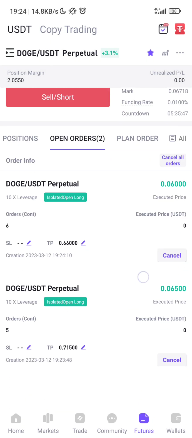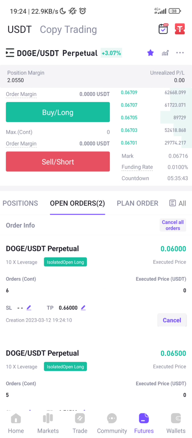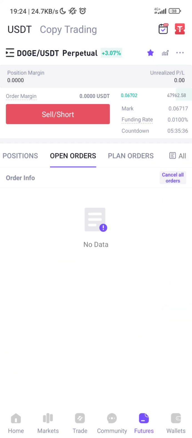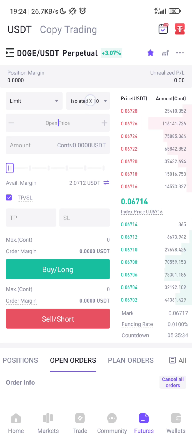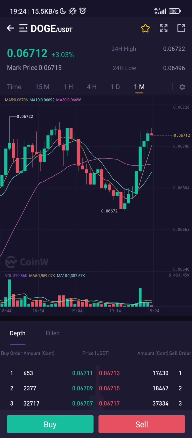Now you can see the orders are open separately, right? But if the trade was running, it would open together. So now let's cancel everything and demonstrate with a live account. Let me maintain this margin. Let me check the chart and see under 1 minute if we can make a profit.